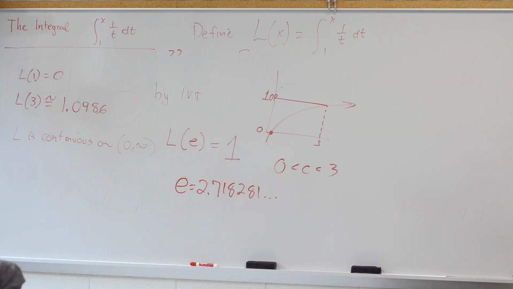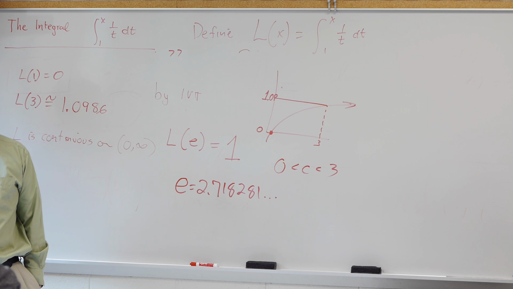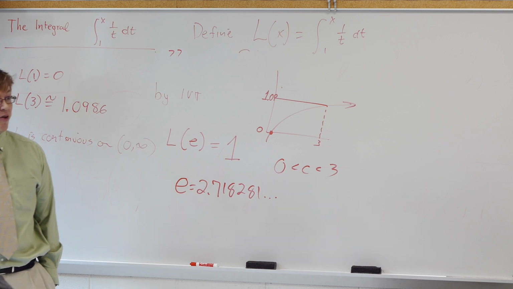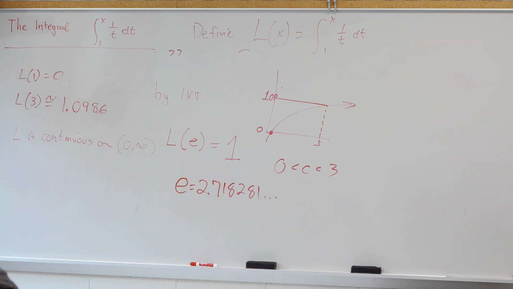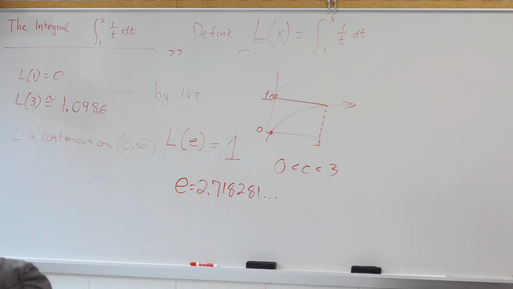So let's call this e. By the intermediate value theorem, there is somewhere between 0 and 3 that has an L value of 1. Whatever that number is, we're going to call it e, and that's the definition of e, which you've never seen before. Because it's impossible to define e. Well, it's maybe possible, but certainly not easy to define e without using calculus.